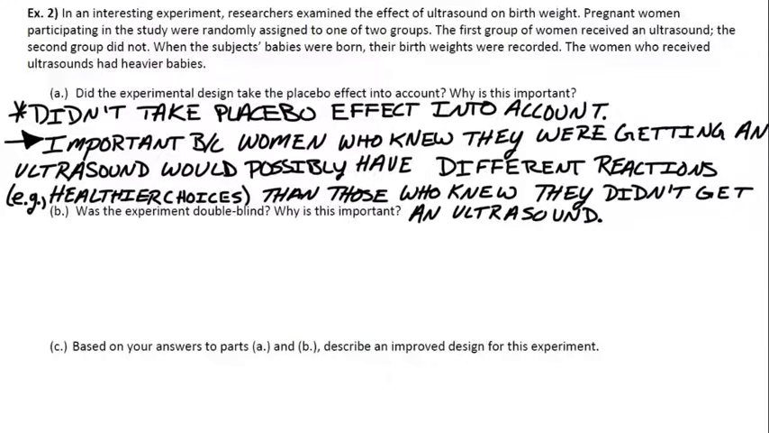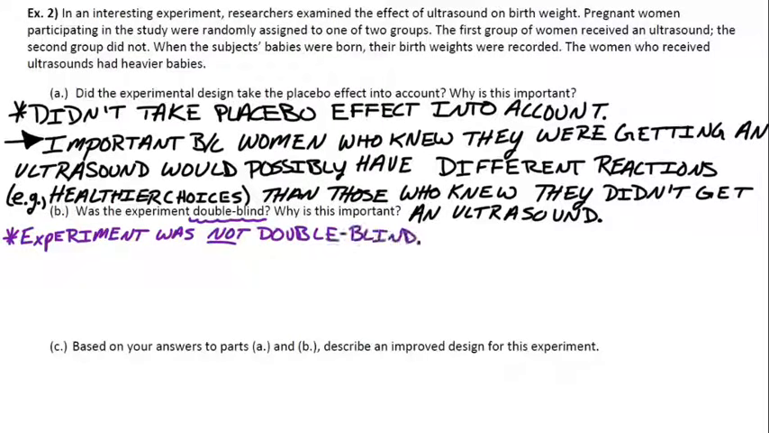Part B, was the experiment double-blind? Why is this important? Well, you already know it wasn't double-blind. I mean, the subjects who were in the experiment knew what treatment they got. So the only way it could have even been partly blind is if the people who recorded the babies' weights, maybe they did. Maybe the people at the end of the study who recorded the babies' weights didn't know who got what treatment, so they couldn't try to cheat or make things up. So they might have been blind, but it definitely wasn't double-blind.